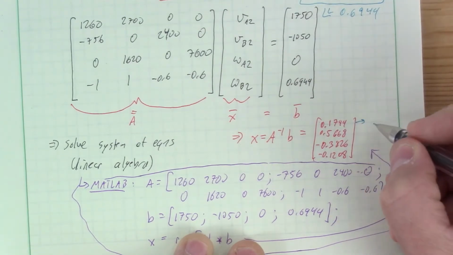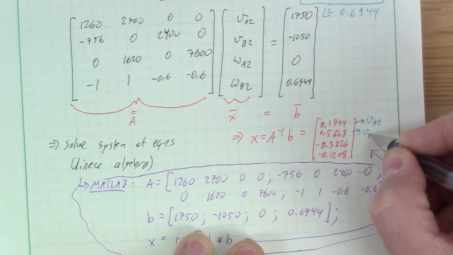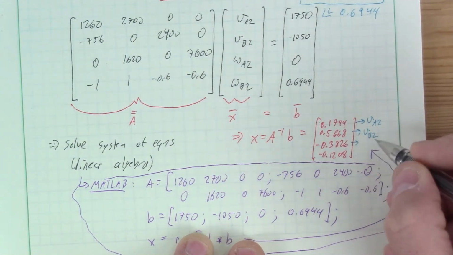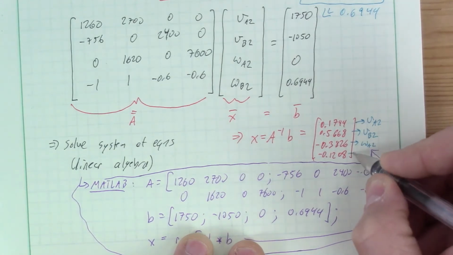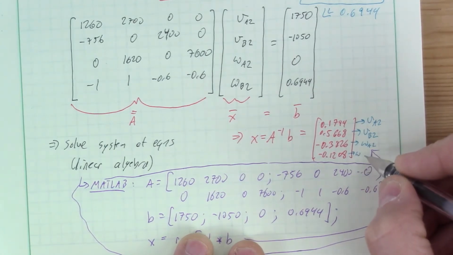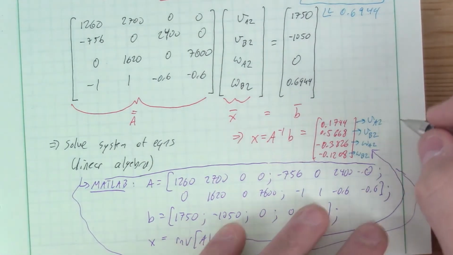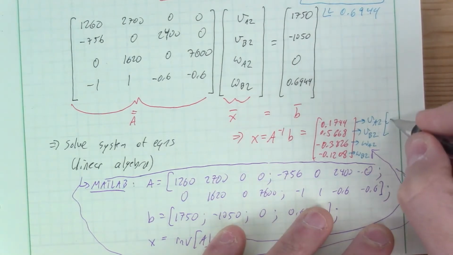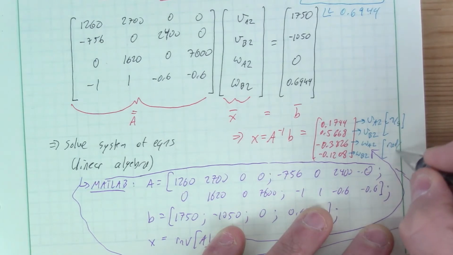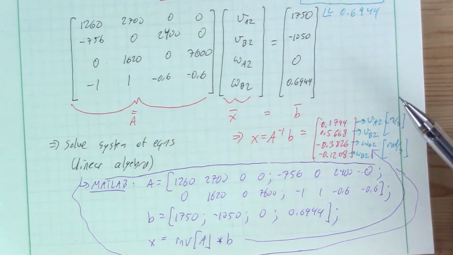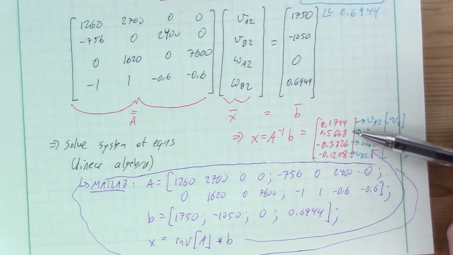This is the velocity of A's center of mass after the crash. This is the velocity of B's center of mass after the collision. This is the angular velocity of A after the collision. This is the angular velocity of B after the collision. These two are in units of meters per second, and these two have units of radians per second. So this means that both cars end up moving to the right, but B moves faster.